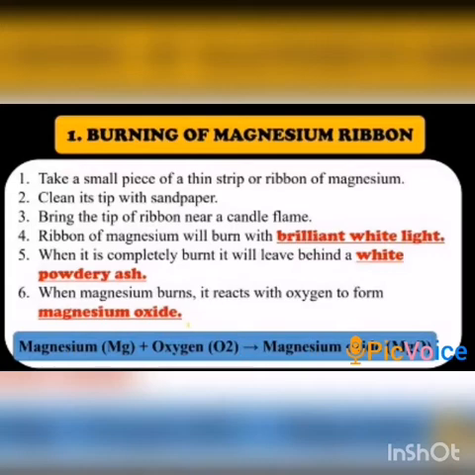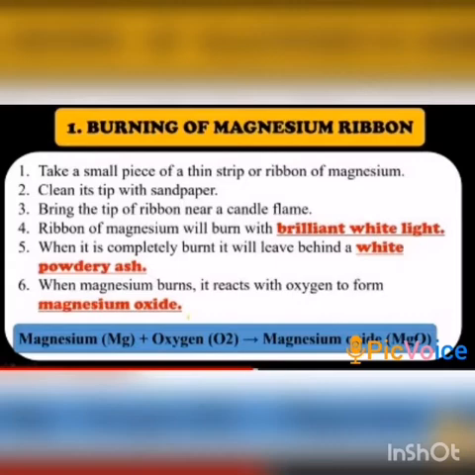What happened in this reaction? Magnesium burns in presence of oxygen and it forms magnesium oxide. This magnesium ribbon burns in presence of oxygen, and what product does it give us? It gives magnesium oxide.